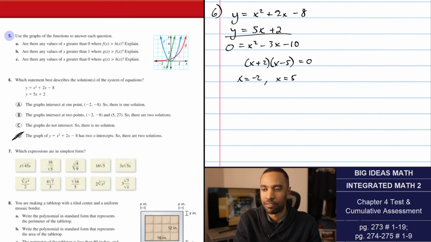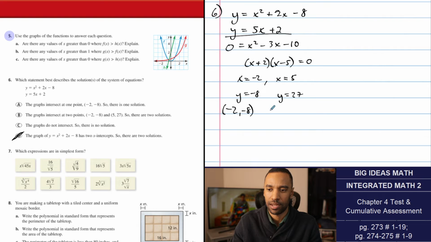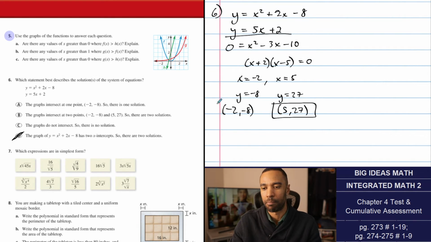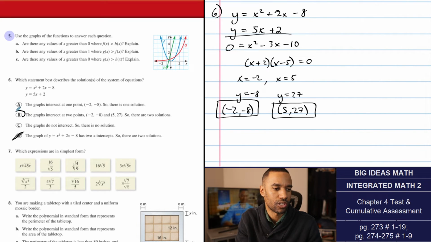Let's plug -2 into the bottom equation. -10 plus 2 is -8. And plug 5 into that bottom equation: 25 plus 2 is 27. So you get (-2, -8) and (5, 27). Because it's multiple choice, you go with a method that you prefer. It looks like it's going to be B.